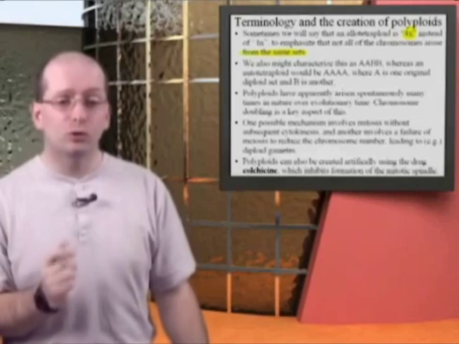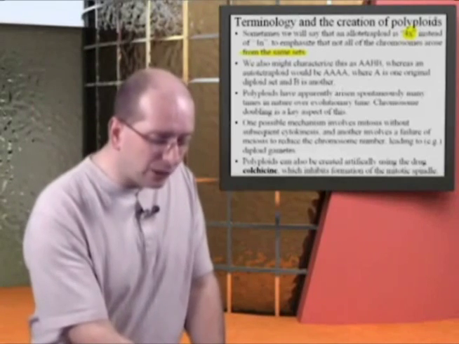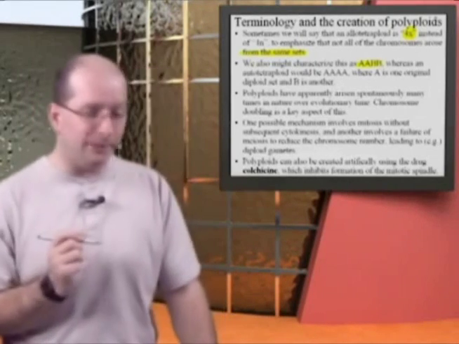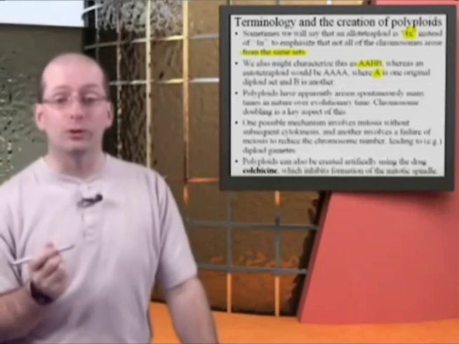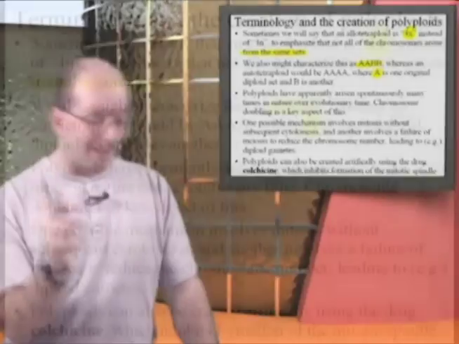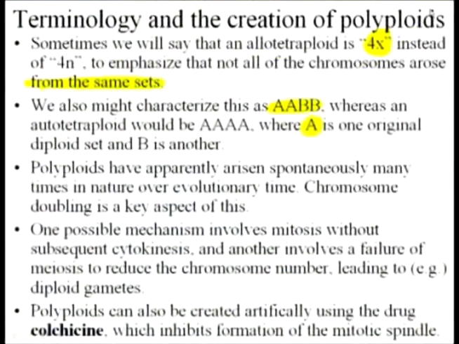Another way some books do this is they characterize an allotetraploid as AABB, where A represents one original haploid set. I actually made a tiny mistake here. I'm sorry about that, I wrote diploid here. A represents one original haploid set. So AA means you've got a full complement of diploidy from one parent. BB means you got a full complement of diploidy from the other parent.